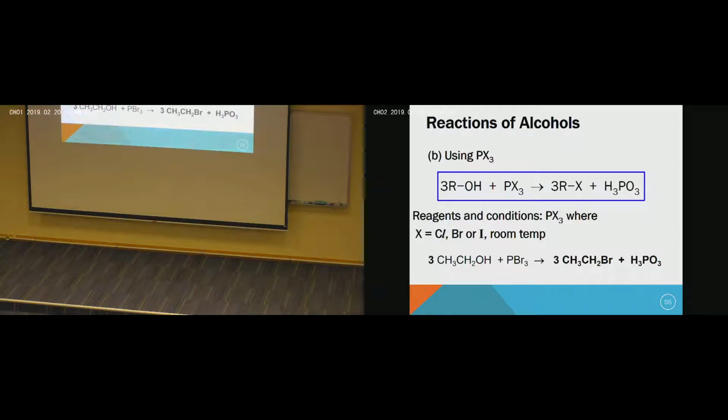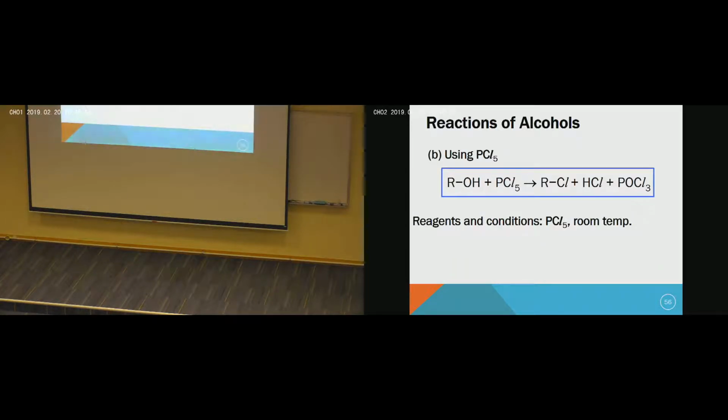If the X is a Cl, instead of using PCl3, there's another option, which is in the next slide. It is PCl5. It has the same ability to convert ROH into RCl. What is different for this slide and the previous slide is the side products are a bit different. Can you notice? Now the side products are HCl and POCl3. The previous one was phosphorous acid, remember? So then we can notice something about the side products, okay?